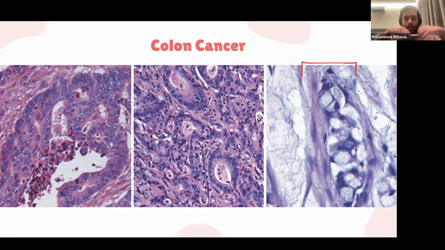Now for this image, this is the mucinous type. There's a lot of mucin all over the place. And this is the signet cell. If I could show you one, let me move the chat. This is the signet cell. It's a worse prognosis.